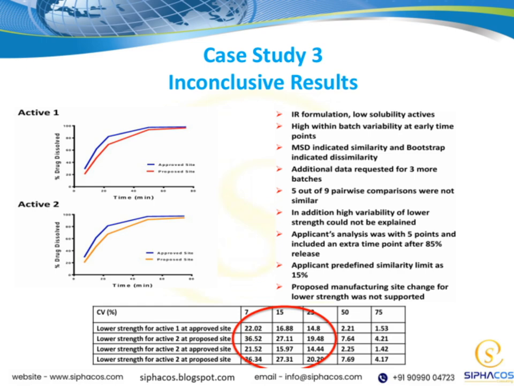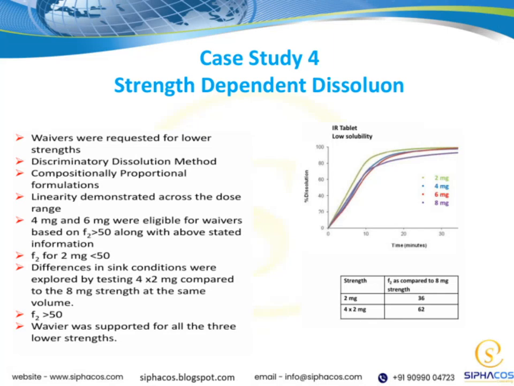In the broader context of our presentation, this case underscores the importance of persistence and adaptability in research. It shows us that even when results are inconclusive, we gain insights that can guide future investigations and improve our overall approach. All right, let's take a closer look at case study 4, which focuses on strength-dependent dissolution.